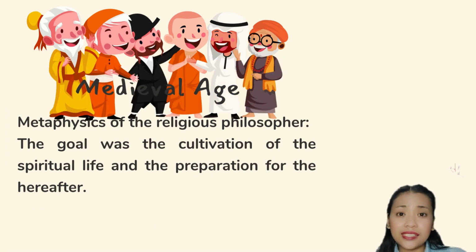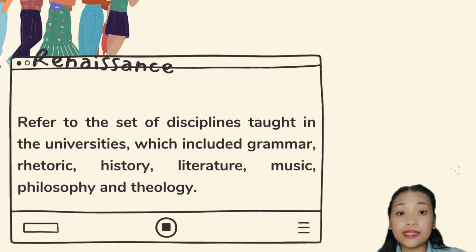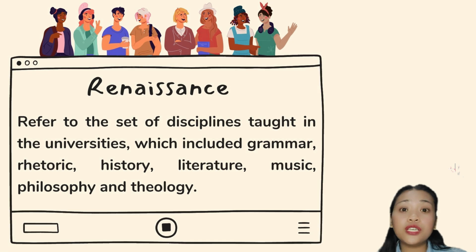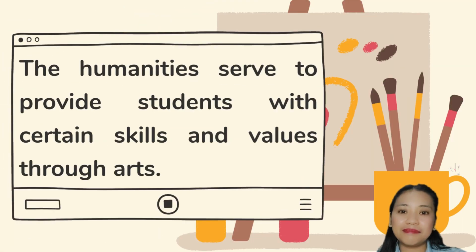In the Renaissance, the word came to refer to the set of disciplines taught in universities, which included grammar, rhetoric, history, literature, music, philosophy, and theology. It is a body of knowledge aimed to make man human, cultured, and refined. This developed from the concept which recognized man's essential worth and capacity for self advancement in this world.